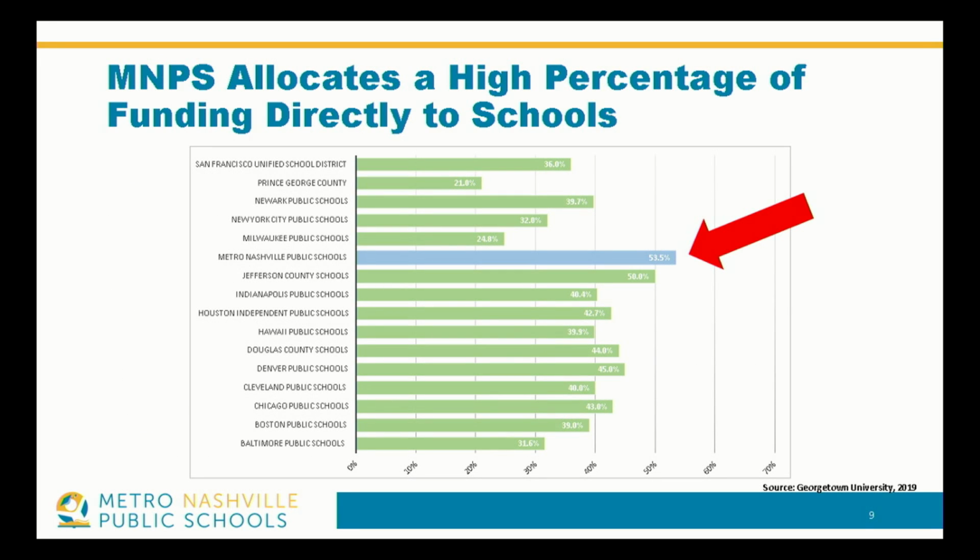Now, as you know, MNPS follows a student-based budgeting model where the dollars flow with the student to the school for the administration to make investments in the unique supports and resources to match that student body. This study from Georgetown University in 2019 shows that MNPS made one of the largest investments in student-based budgeting compared to peer districts. This should also be a visual that we're very familiar with.